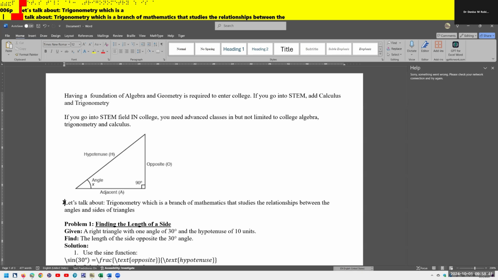And of course, we need to find out the opposite side, which is the height, and the adjacent side, which runs along the bottom of the triangle. And then the angle that is opposite of 90 degrees is the hypotenuse. So I'm just going to go through this.